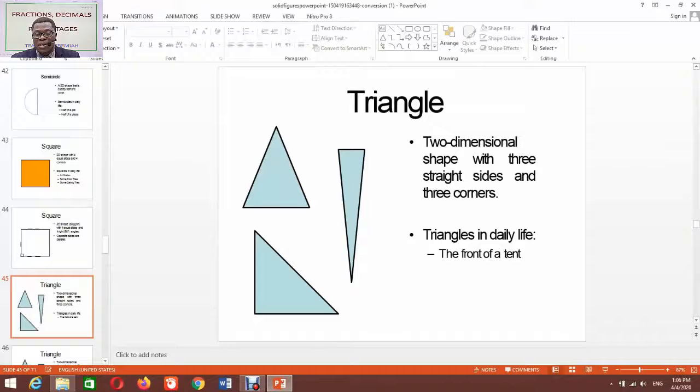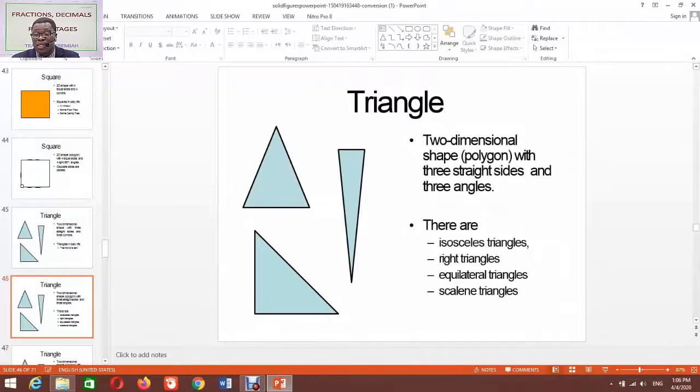A triangle. The shape on the screen is a triangle. A triangle is a 2-dimensional shape with 3 straight sides and 3 corners. Triangles in daily life look like the front of a tent. There are isosceles triangles, right angles, equilateral triangles, and scalene triangles.